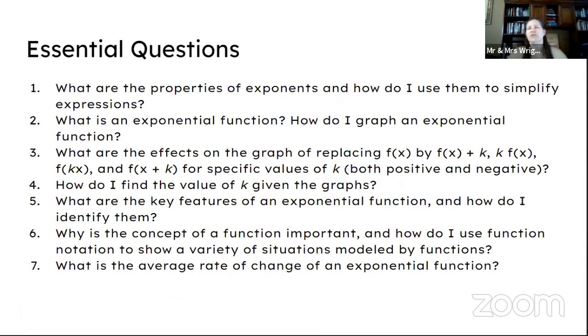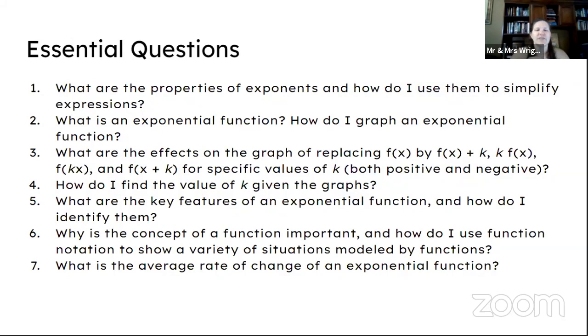All right, some essential questions we're going to cover in this unit, Unit 4, Module 4. What are the properties of exponents and how do I use them to simplify expressions? What is an exponential function? And how do I graph an exponential function? What are the effects on the graph of replacing f of x with f of x plus k, or k times f of x, or f of k times x, for specific values of k, either positive or negative? And how can I find the value of k in the given graphs?